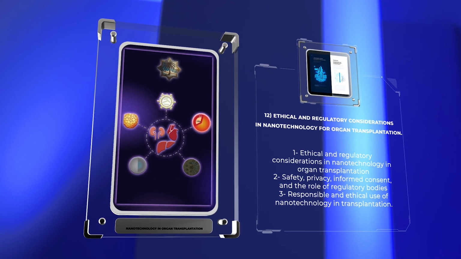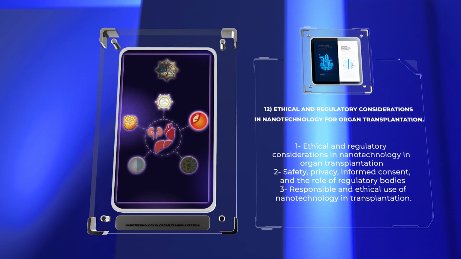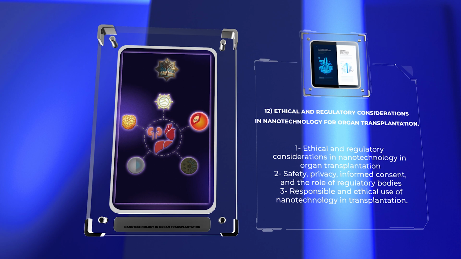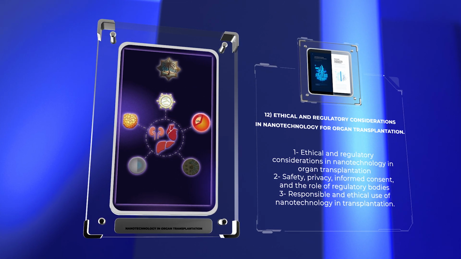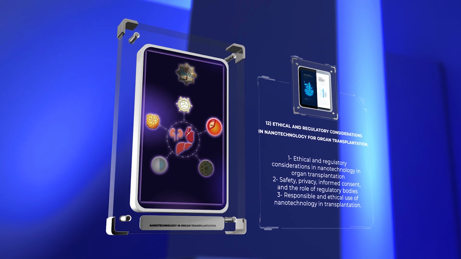As we delve deeper into the realm of nanotechnology and organ transplantation, we must address the ethical and regulatory considerations. In this section, we will explore the challenges associated with the development and implementation of nanotechnology in the field of transplantation. We will discuss issues such as safety, privacy, informed consent, and the role of regulatory bodies in ensuring responsible and ethical use of nanotechnology.